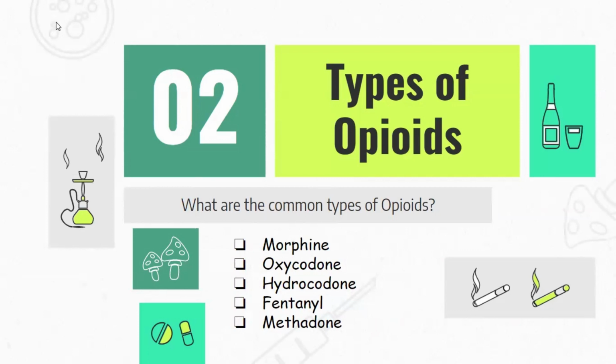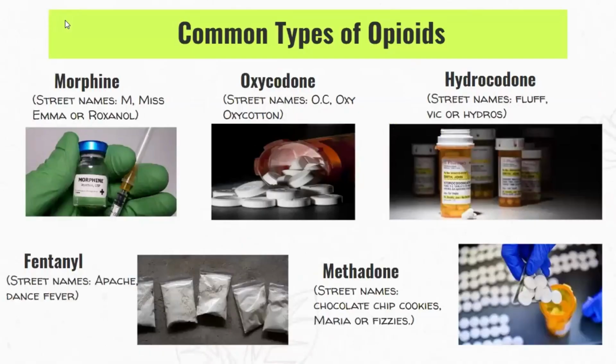This slide depicts images of the drugs, and we have added the street names of the drugs. First we have morphine, referred to as Miss Emma or Roxanol. So if you hear a patient say, "Doc, one and two times we take a Miss Emma," you know that he's referring to morphine. Oxycodone is referred to as oxy or OxyContin. Hydrocodone: fluff, Vic or Hydros. Fentanyl: Apache or Dance Fever. Finally, methadone: chocolate chip cookies, Mariah or Fizzies.